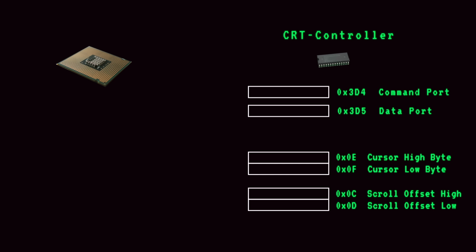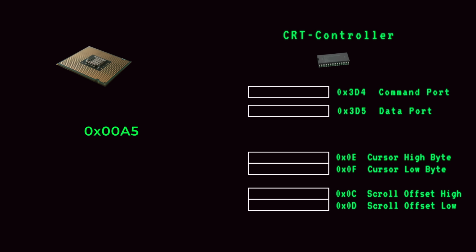Now, let's take a closer look at moving the cursor. Suppose we want to move the cursor to row 2, column 5. Then the cursor offset is 2 times 80 plus 5, which equals 165, and converted to hexadecimal, we get this value. But because the data port is only 8 bits wide and we need to write 16 bits, we have to split the value and send the high and low bytes separately.